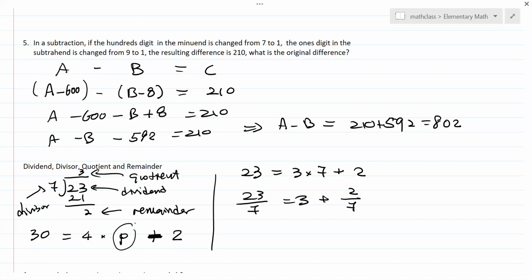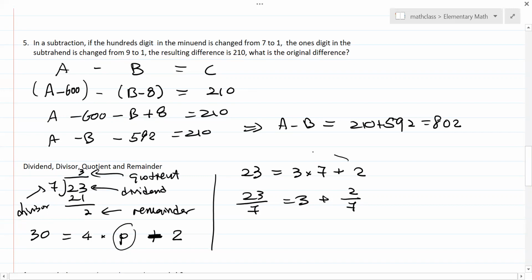I just say, if you know 3 of the numbers, you can get the fourth one. So suppose you know the original dividend, you know the quotient, which is 4, and you know the remainder. Can you figure out the divisor? So how do you do that? The idea is very simple.